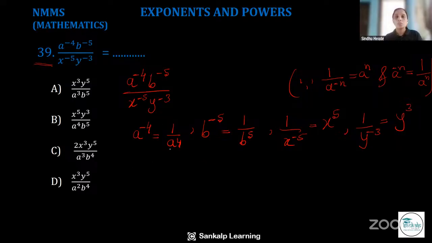Now substitute all this in the given expression. a raised to minus 4 is 1 by a raised to 4, so a raised to 4 goes to the denominator. Similarly, b raised to minus 5 is 1 by b raised to 5, so it also goes to the denominator. In 1 by x raised to minus 5, it is x raised to 5, which goes to the numerator. And 1 by y raised to minus 3 is y raised to 3, which goes to the numerator. So this is what we get here.